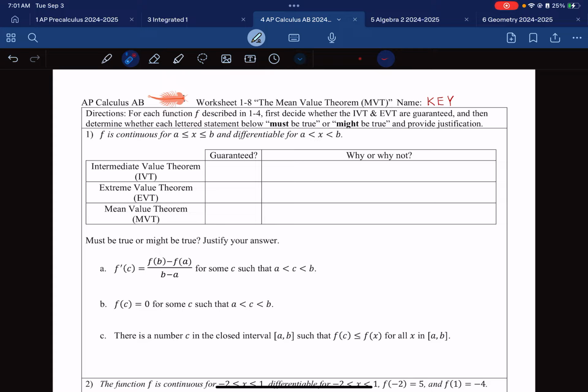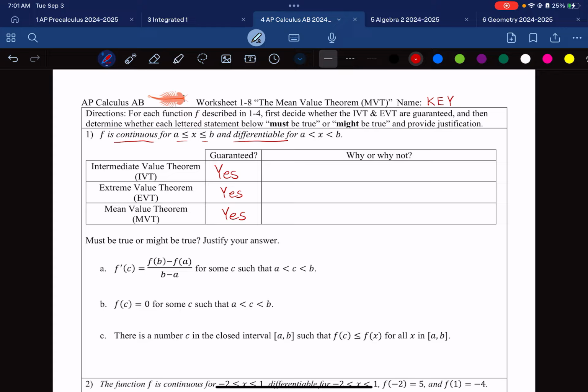All right, so every single time that I'm reading a statement up here, I'm looking for the words continuous, I'm looking for something that indicates closed, and I'm looking for the word differentiable. In this case, all three of them are there. Therefore, all three of these theorems are yes. You do need to talk about why.